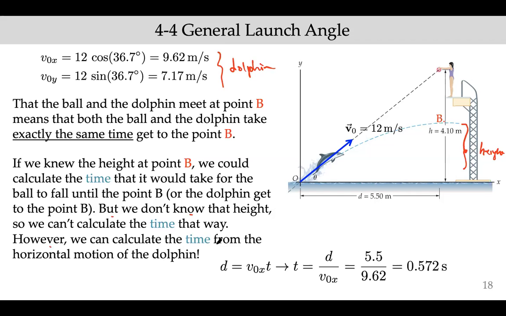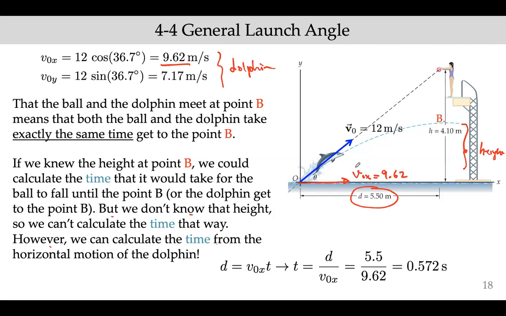However, we can calculate the time from the horizontal motion of the dolphin. So we can actually calculate the time from here, and this component, v0x, which is given here, 9.662.